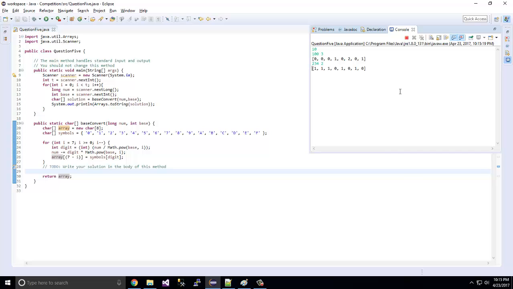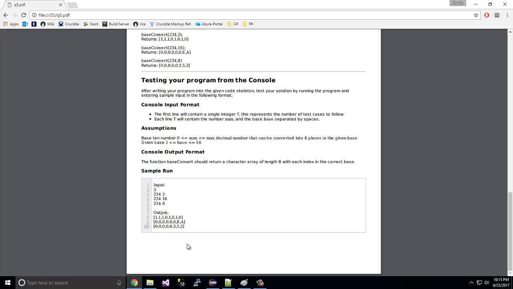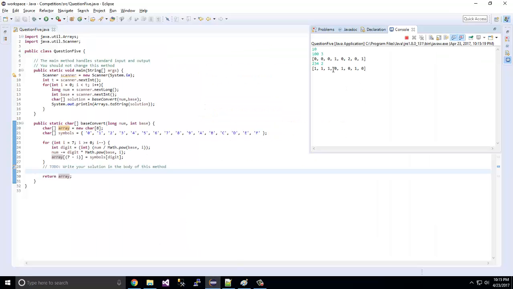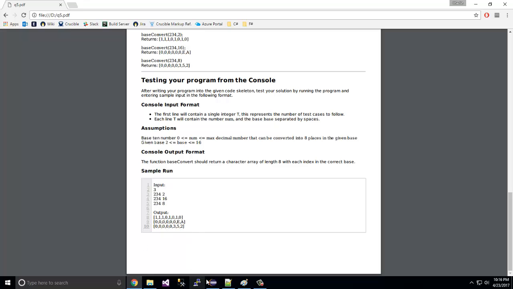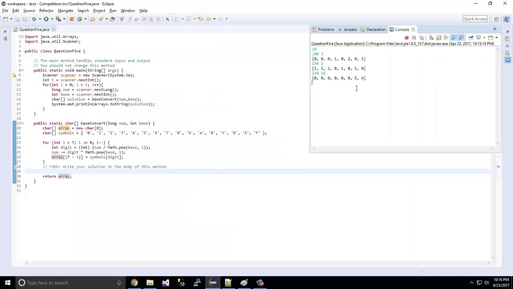So 234 in base 2. Yep, 1 1 1 0 1 0 1 0. Perfect. And then 234 in base 16. So hopefully our letters are working. Yep, we get EA. That's it. And then we should get 352 for base 8. And there we have it. That's how you do problem 5.